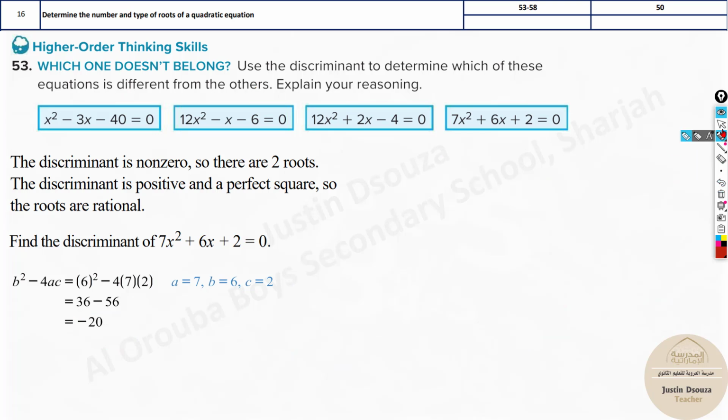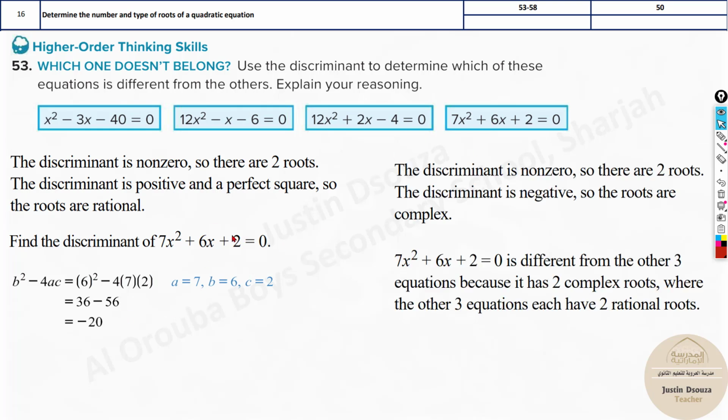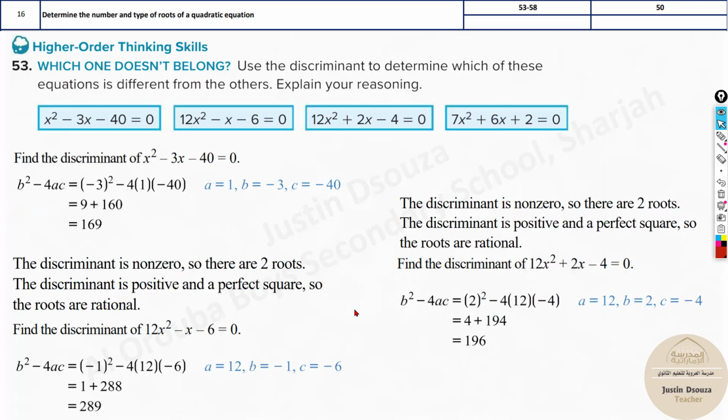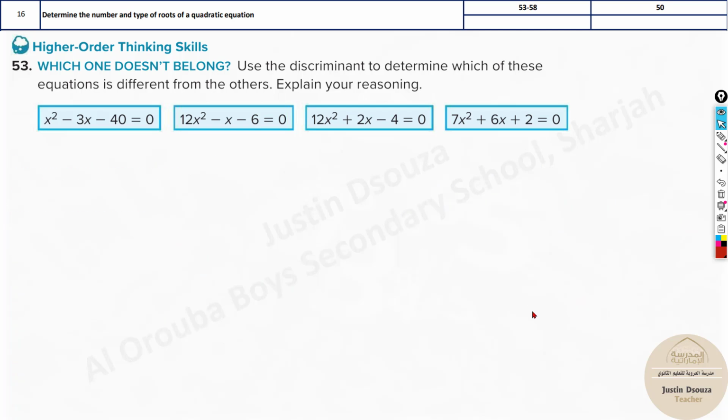So now with that knowledge, we will solve the other problems. The first one is very simple. Just find all the discriminants. Here we got a negative, so this is the odd one out. You will have two complex roots. The other three equations have two rational roots. Why? Because all of them are perfect squares. That's the reason.